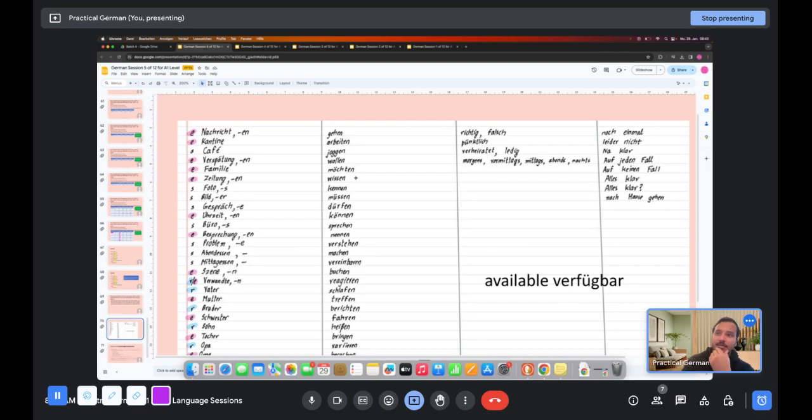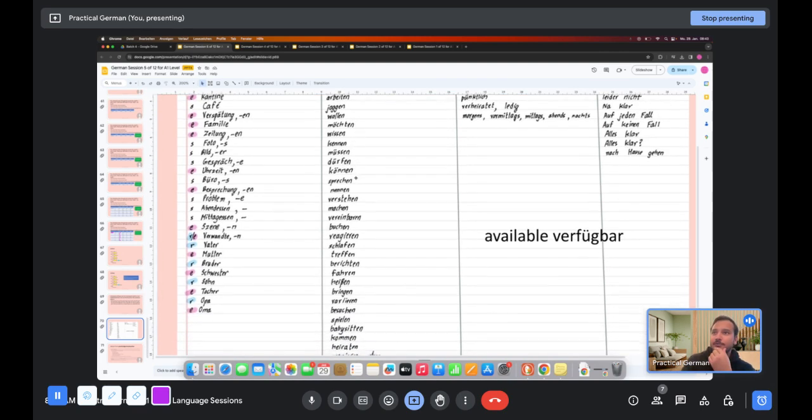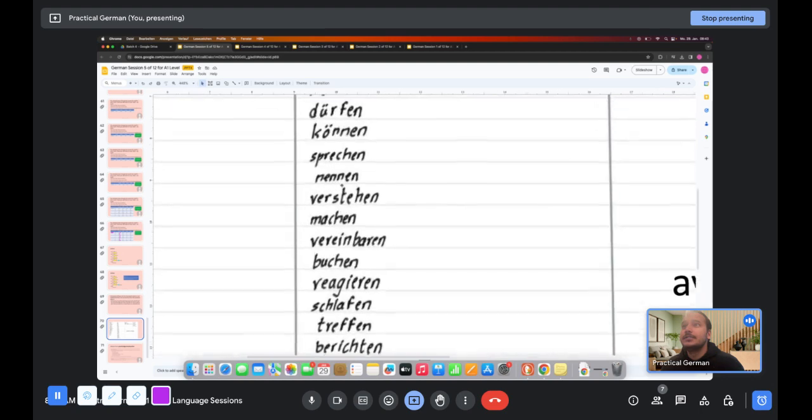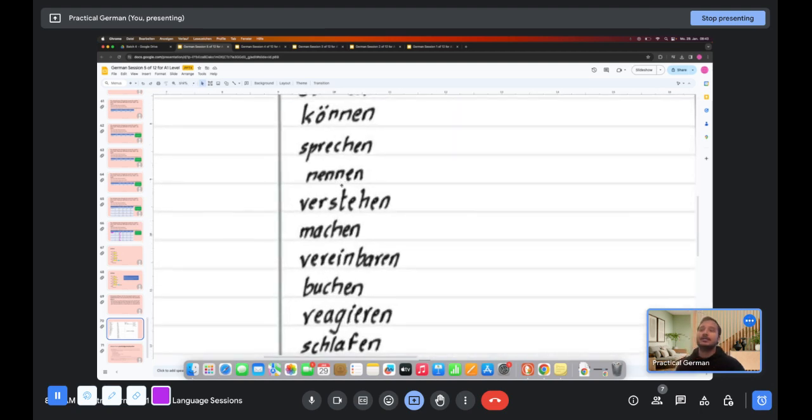Yeah, continue, please. You can leave dürfen, müssen. You can start from sprechen here if you can read. Sprechen, to speak. I'm unable to read the next one. Let me zoom in even more. Okay, nice. Now see, nennen? I don't know the meaning.